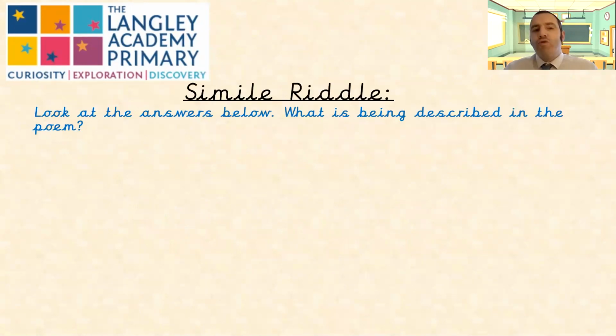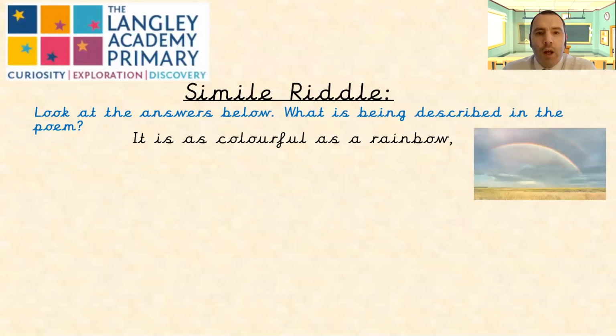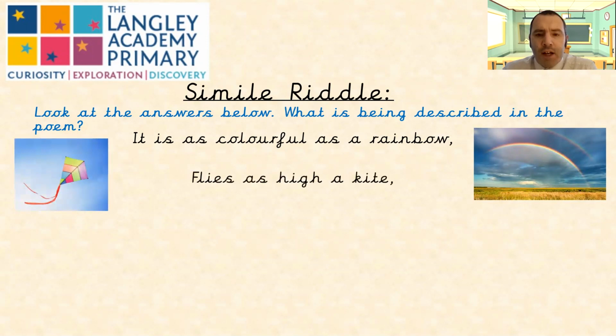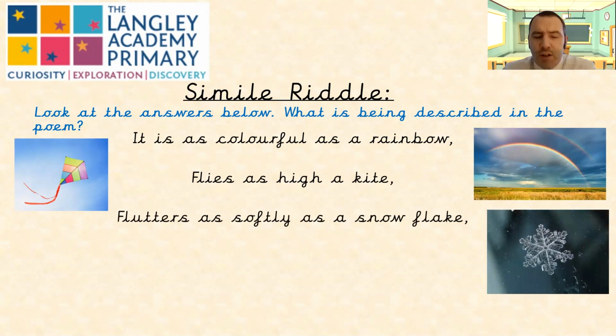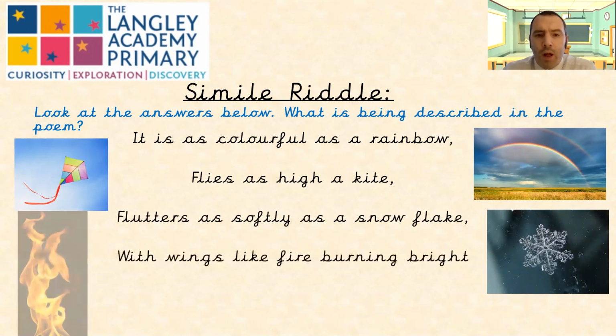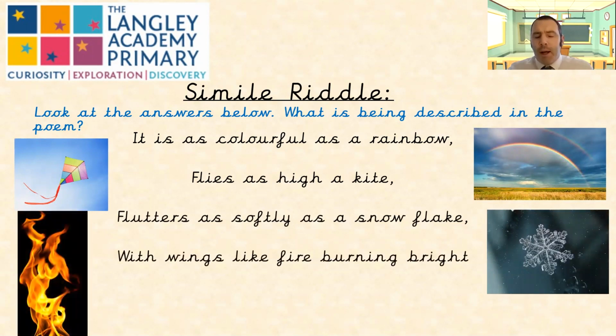So I've got a riddle for you using similes. So you're going to look at the answers below. I'm going to see if we can work out what is being described in this short poem. It is as colourful as a rainbow. It flies as high as a kite, flutters as softly as a snowflake, with wings like fire burning bright.